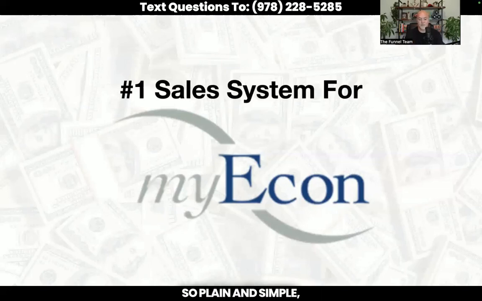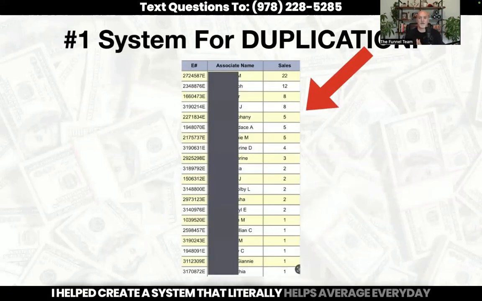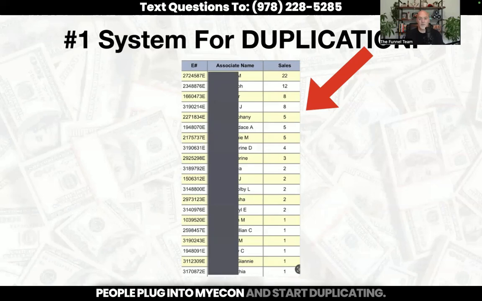So plain and simple, I helped create a system that literally helps average everyday people plug into myEcon and start duplicating. As you can see, this is a screenshot from the members area, and this is the total team sales for the week so far. At the time of this video, it is only a Tuesday, and as you can see, that is literally dozens and dozens of sales. These people are plugging into our system, using our system, and getting really significant results.